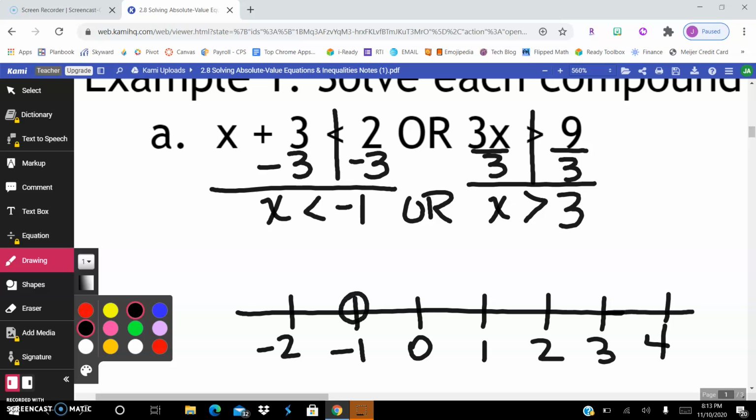A circle at -1. And it is open because that inequality symbol is not underlined. And x is less than -1, so less than goes this way. And then x is greater than 3, so circle at 3. Again, that inequality is not underlined, so we're not including the 3, so we're leaving it open. And x is greater would go in this direction for the shading.